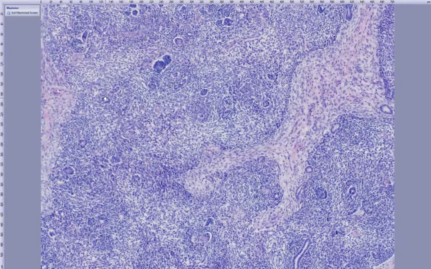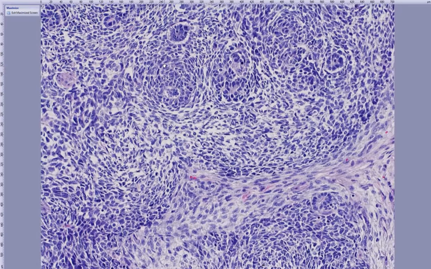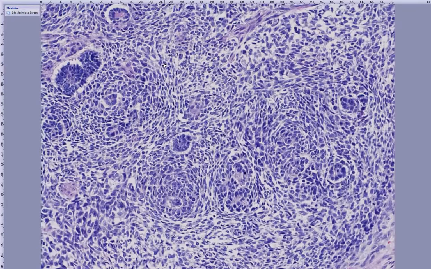You'll notice that there are these little circular things scattered throughout. Maybe even this guy that really wants to be a glomerulus and is just not quite making it. Same with these guys. So these components here that look like tubules and glomeruli are what we refer to as the epithelial component of the Wilms tumor. So here's a look at some of those on higher power.